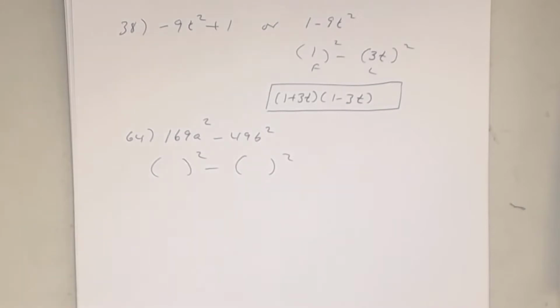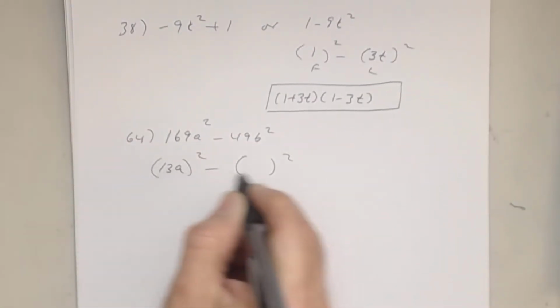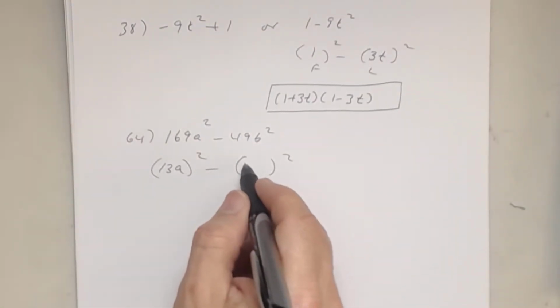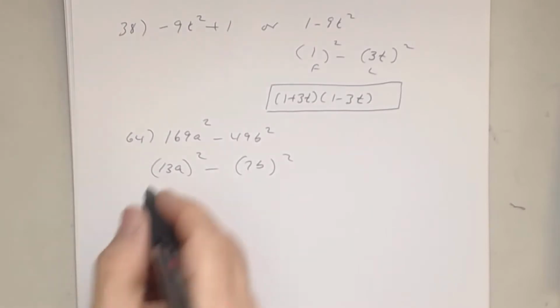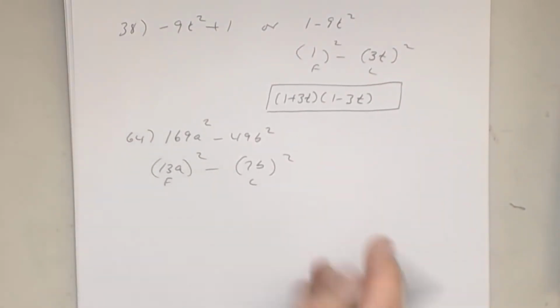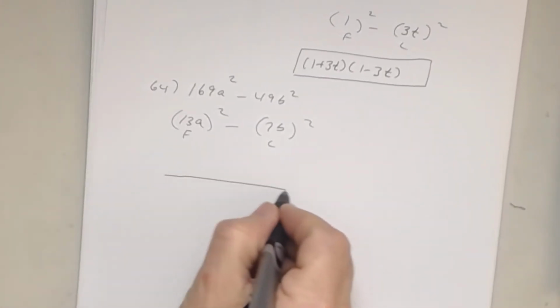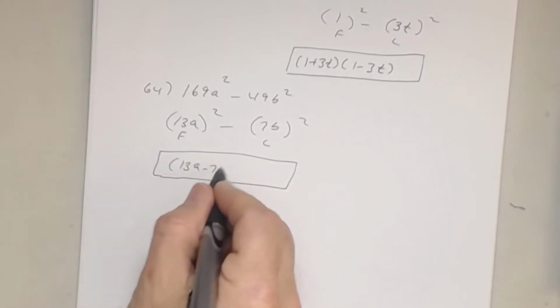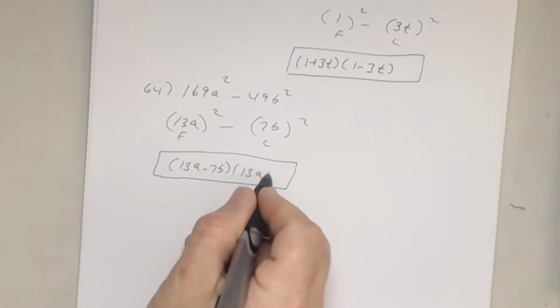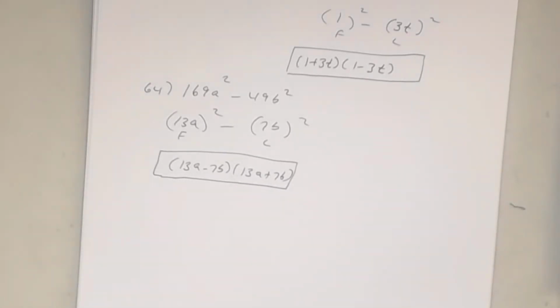13a. What's the second? 7. Yeah, because 7b times 7b is 49b squared. So is this difference of 2 squares? Yeah. So you found your F, you found your L. So what's the answer? 13a. Okay. Yep. So that's it.